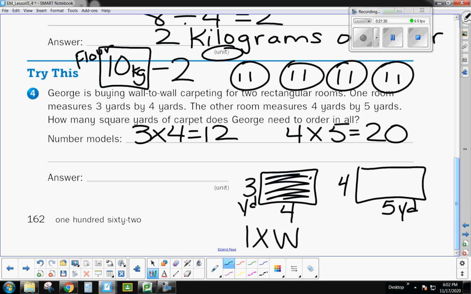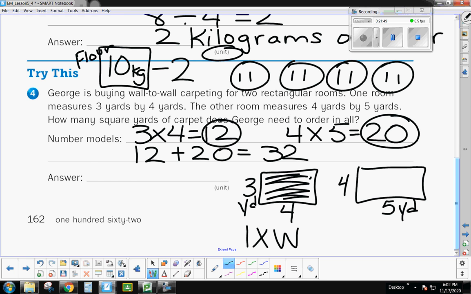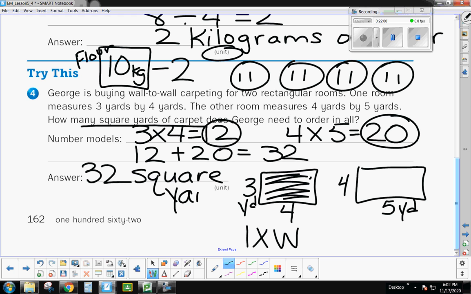But then how many yards of carpet does George need to order in all? So for this room, he needs 12, and for the second room, he needs 20. What do I got to do to find in all? Add those numbers together. So 12 plus 20 equals 32. So my answer is 32, but 32 what? How many square yards? So he needs to order 32 square yards.